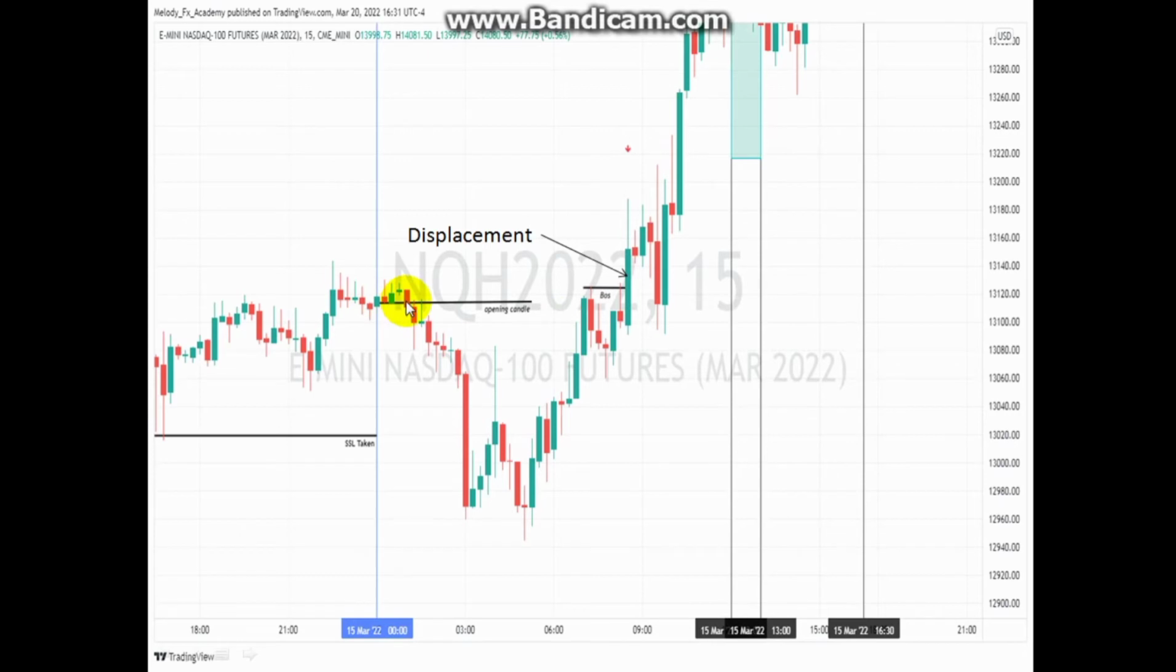Okay, now this is the opening candle of the day, the candle that opens up the day. For our bullish days, our high probability entry will be for buy days. For bullish days, you will be looking to buy below the opening candle or close to the opening candle, the opening candle of that particular trading day. So that will be your high probability setup.